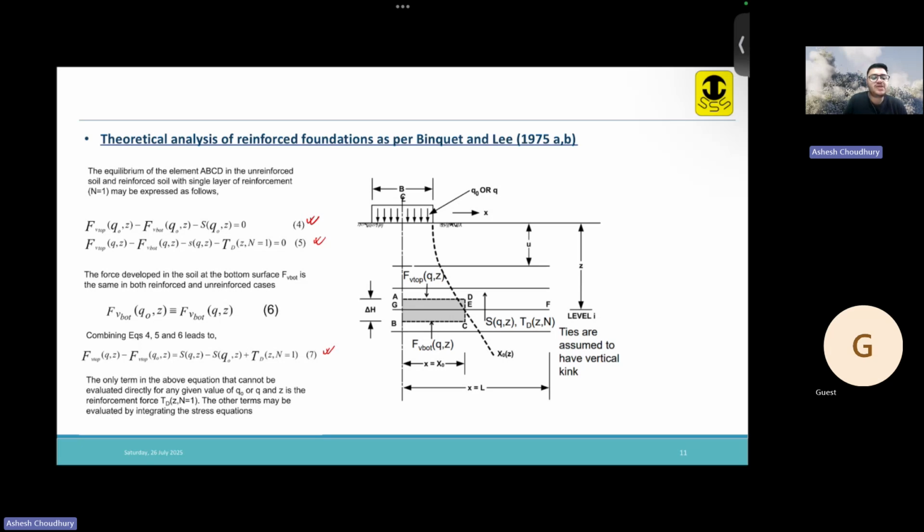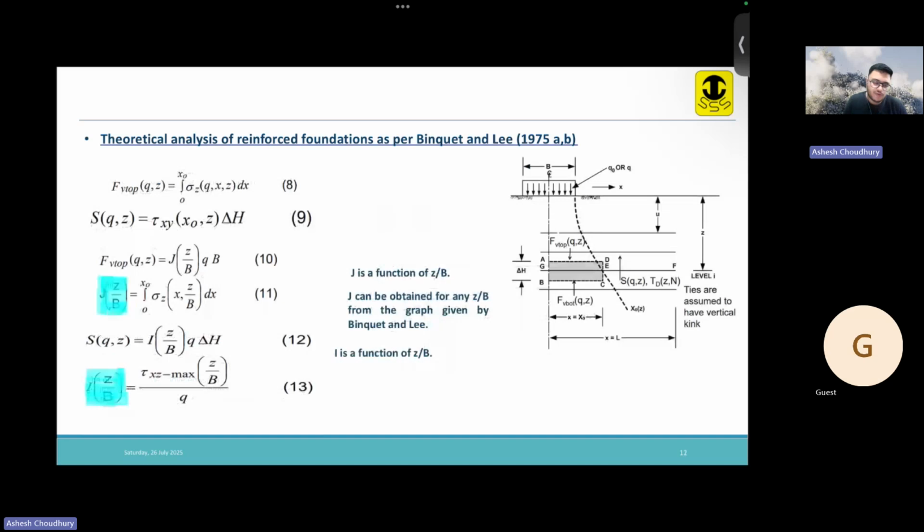The other terms may be evaluated by integrating the stress equation. So this shear stress, this FD, all these things we can determine by integrating the stress equations, except the term reinforcement force. Now, the other terms, what will we do? We will integrate and find out. So FV top is nothing but Q as a function of Q and Z, which is the integral from 0 to x naught of sigma z dx.